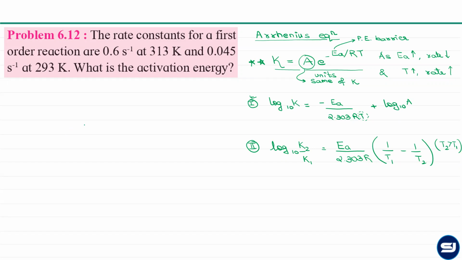Now look at the numerical. The rate constants for a first order reaction are 0.6 per second at 313 Kelvin and 0.045 per second at 293 Kelvin. What is the activation energy? K1 is 0.6 and K2 is 0.045.